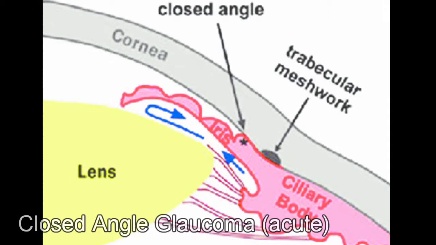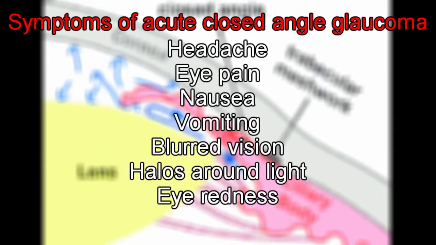Acute closed-angle glaucoma is a medical emergency and needs to be corrected immediately. For any reason, such as the iris bulging forward after a rapid dilation, the eye can no longer drain the fluid and pressure builds up quickly. When this happens, headache, eye pain, nausea and vomiting, blurred vision, halos around light, and eye redness may occur.